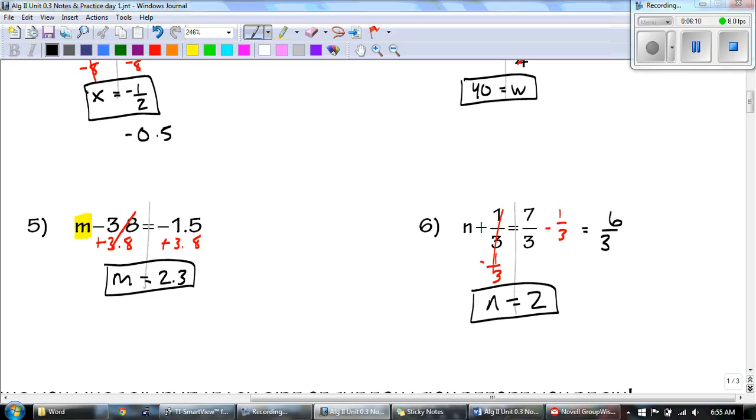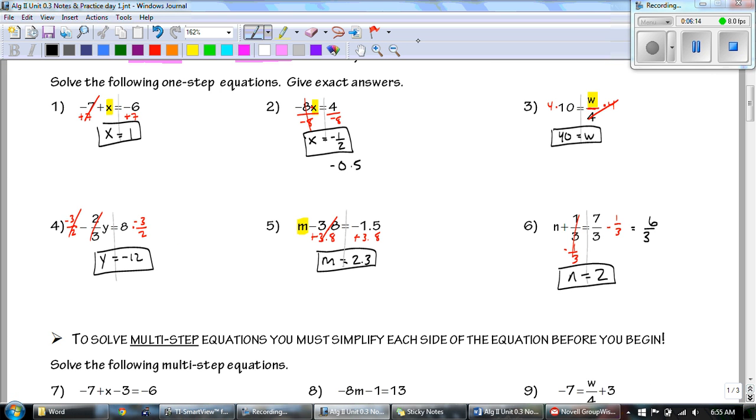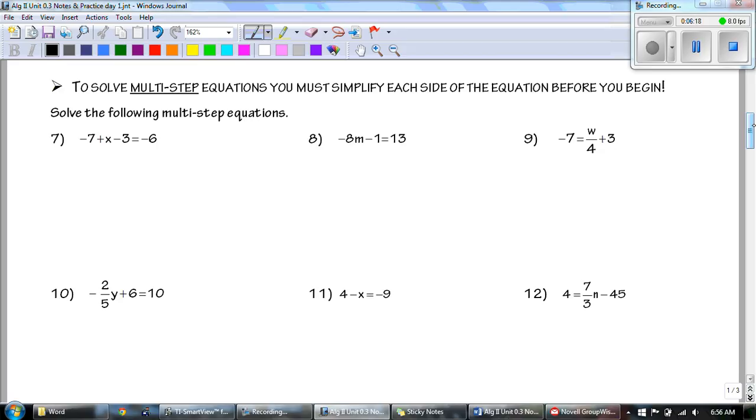Sorry about that. All right, so that's the first part. Those were one step. Now we've got multiple steps, okay? So it really depends on the problem, and make sure that we're following SADMAP.